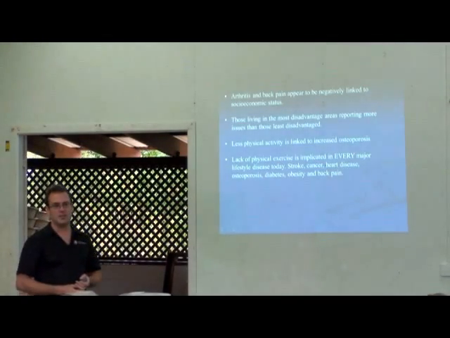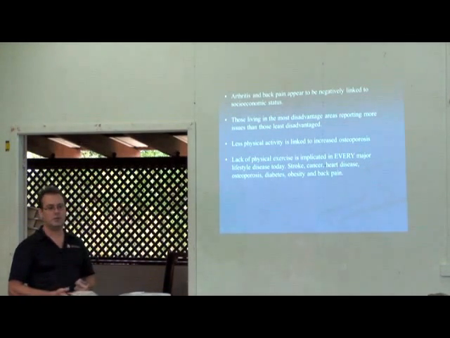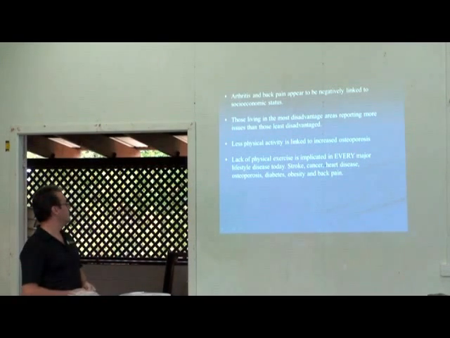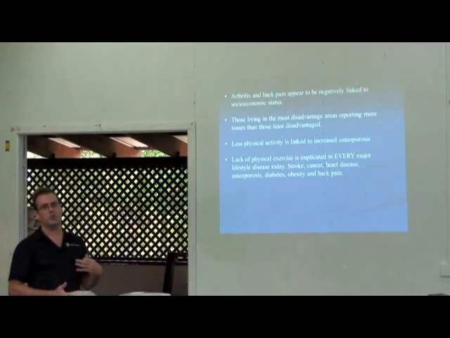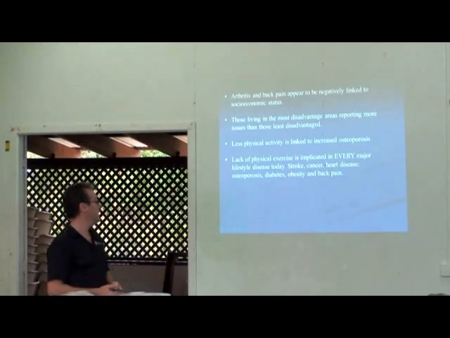The other interesting thing is arthritis and back pain both are more prevalent in lower socioeconomic groups. This is suggested partly to be due to smoking, drinking, and increased manual labour in those groups of people. But it's quite a strong link. So if you have more resources, in a better socioeconomic group, you tend to have less back and arthritis problems.